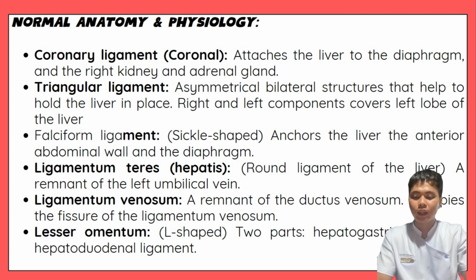The next one is the ligamentum venosum, a remnant of the ductus venosum, which occupies the fissure of the ligamentum venosum. Lastly, the lesser omentum, the L shape. This has two parts, the hepatogastric ligament and the hepatoduodenal ligament.